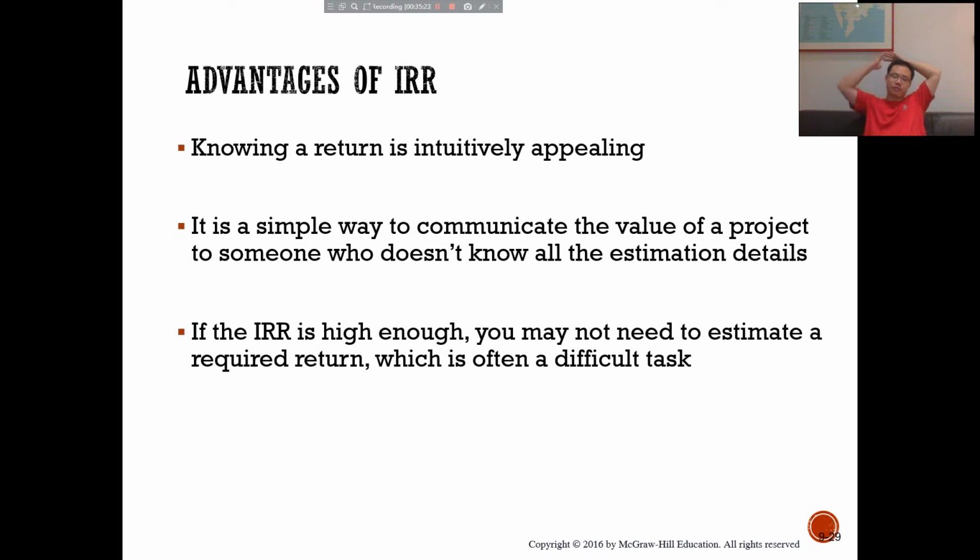There are some advantages of using IRR over the other criteria. First, knowing a return is intuitively appealing, and it's pretty straightforward because usually you just want to ask people, hey, what is the profitability? And when people are talking about profitability, people are talking about return. Okay, it is a very simple way to communicate the value of a project to someone who doesn't really know the estimation details. If you tell them the NPV and other things, for example, if NPV is 1 million, is it a very good project?